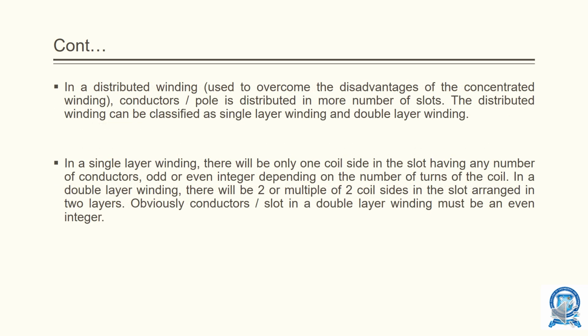Distributed winding is used to overcome the disadvantages of concentrated winding; the conductors per pole are distributed over a larger number of slots. The distributed winding can be classified as single layer winding and double layer winding. In single layer winding, there will be only one coil side in the slot having any number of conductors, odd or even integer, depending on the number of turns of the coil. In double layer winding, there will be two or a multiple of two coil sides in the slot arranged in two layers. Obviously, conductors per slot in a double layer winding must be an even integer.